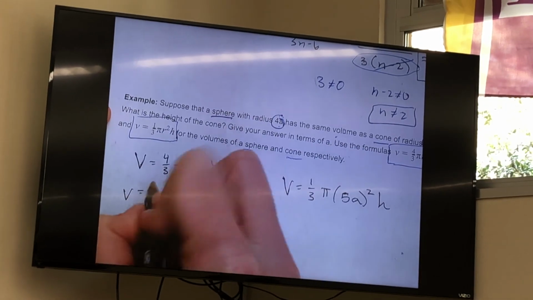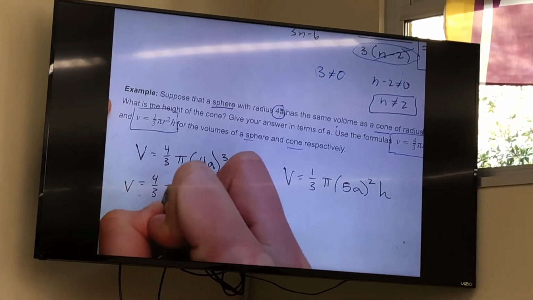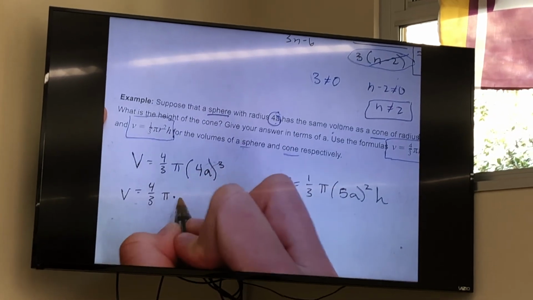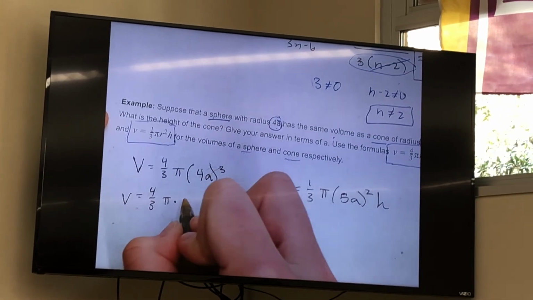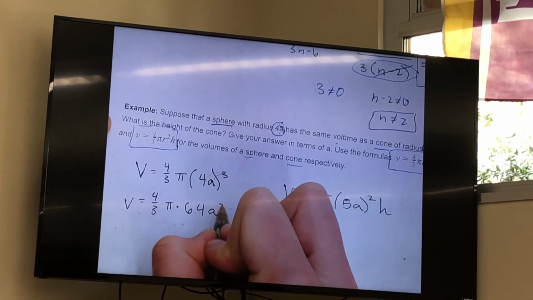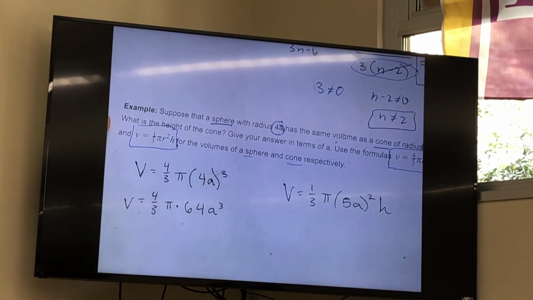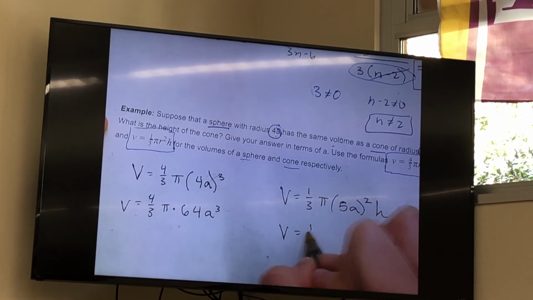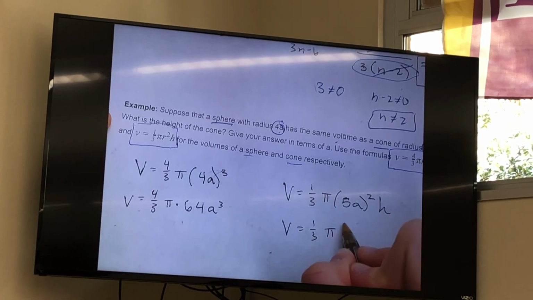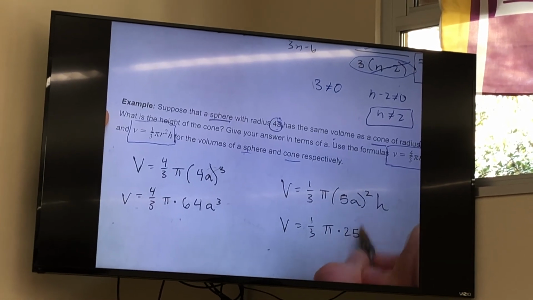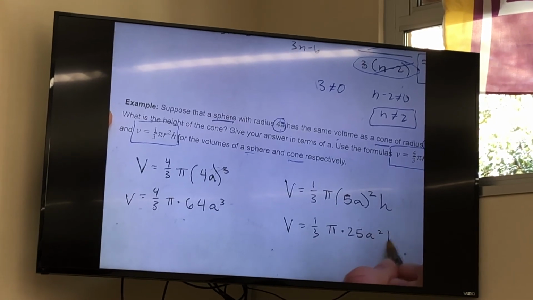V equals 4/3 pi. Here I need to bring the 3 to both things, so I'm going to get 4 to the 3rd, 64, a to the 3rd. Don't forget you need to cube both the 4 and the a. All right, from there I'm going to do this guy, 1/3 pi, distributing my 2 to both. So I get 25 and an a squared, and then just leave that h on the end.